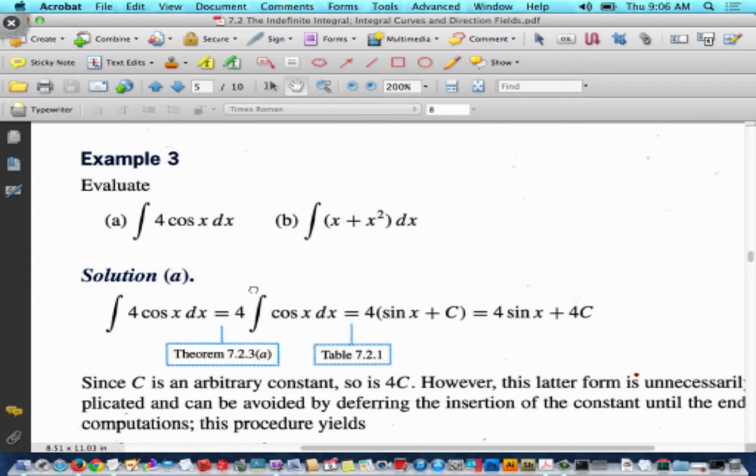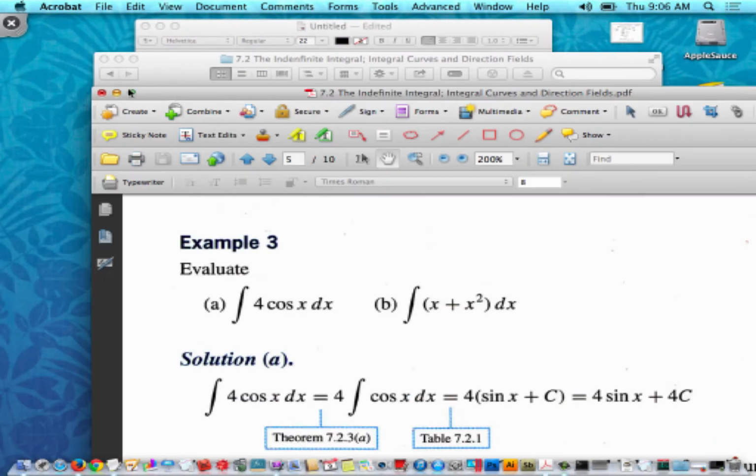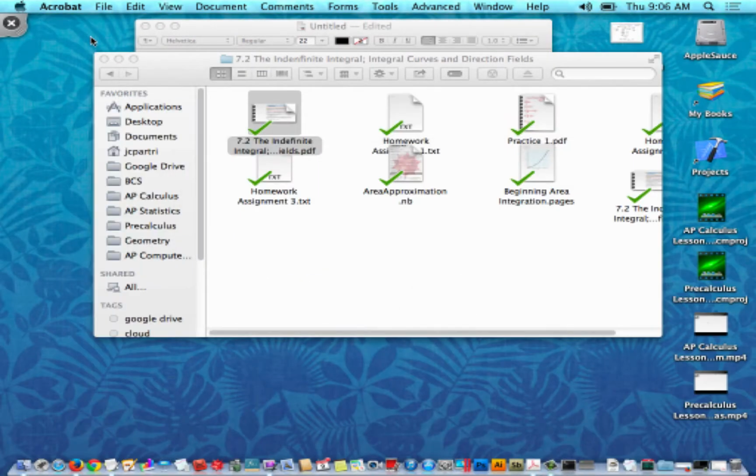All right. So here's some good examples right here. Let's actually just do some examples. Let's say I wanted to find the antiderivative of pi sine of 2x dx. The antiderivative of pi sine of 2x dx.